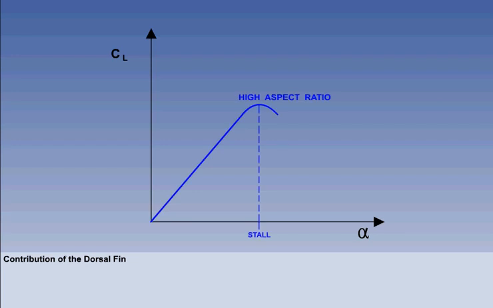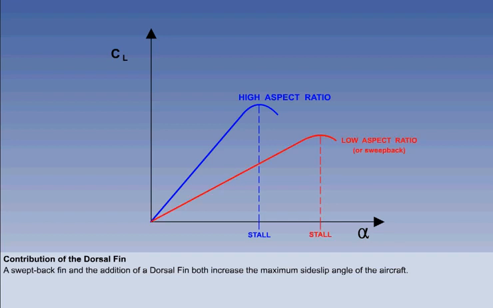A high aspect ratio aerofoil has a certain stall angle, but a low aspect ratio has a larger stall angle. A swept-back aerofoil also has an increased stall angle. The majority of aircraft have a swept-back fin for this reason. Bear in mind that the side slip angle of the aircraft is effectively an angle of attack, and if the fin were to stall, the aircraft would become directionally unstable.